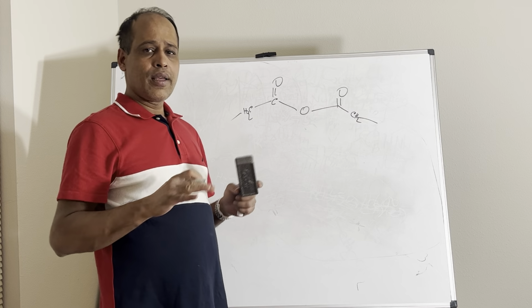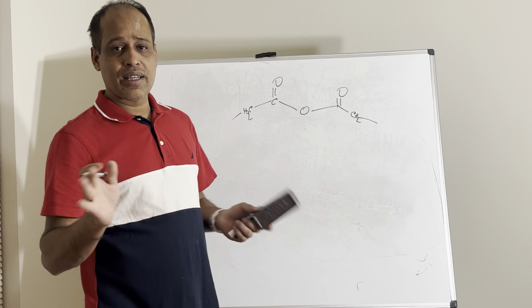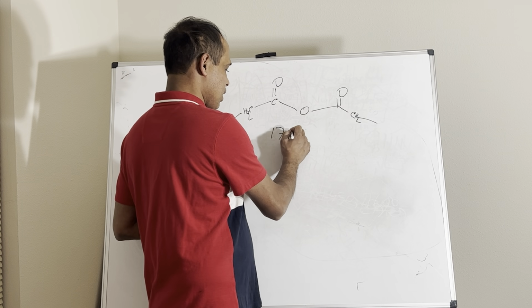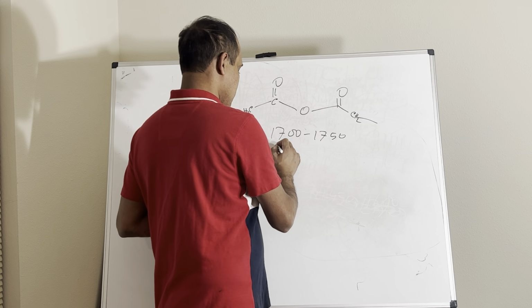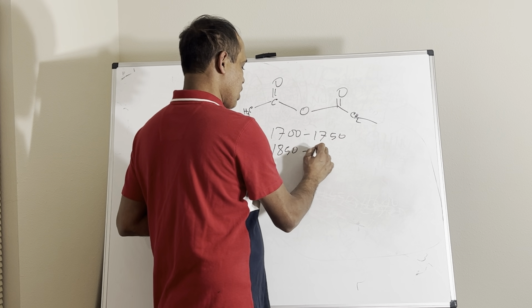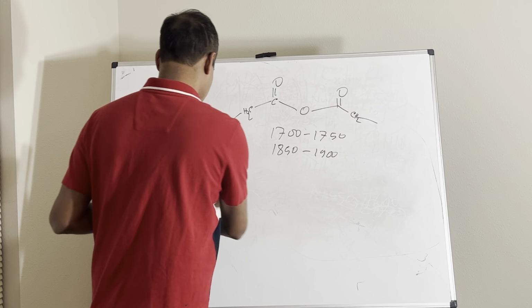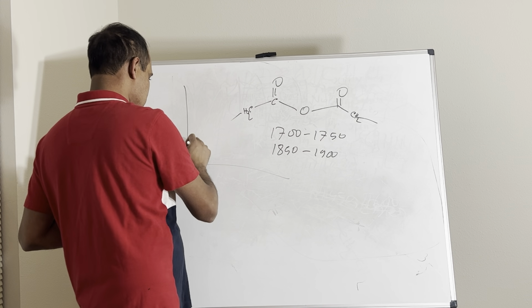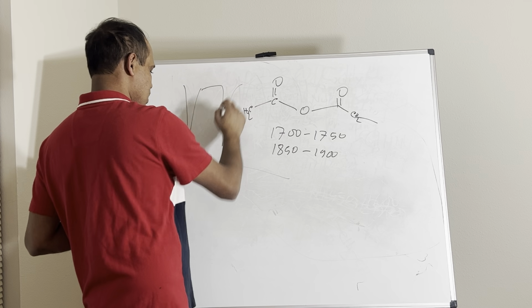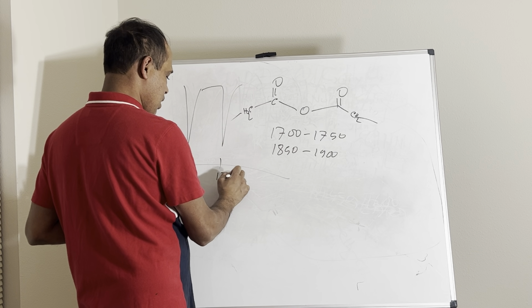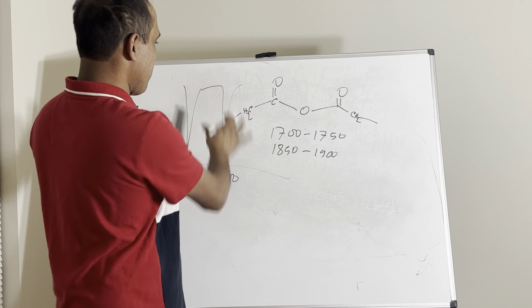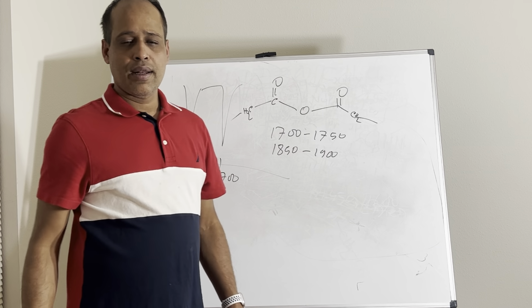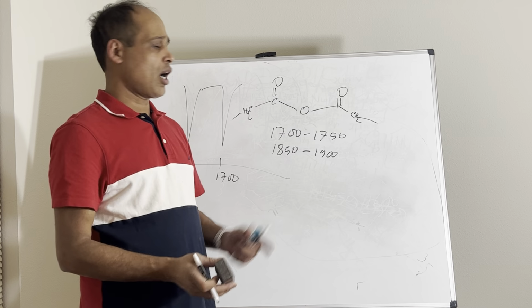So there are two bands. This is very rare, but you can still remember: one is around 1700 to 1750, and another should be 1850 to 1900. So you'll see one band here and another band here, around 1700 and around 1900. If you see two bands there, you can say it is an anhydride carbonyl group.